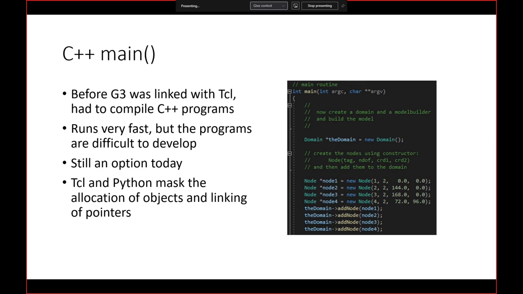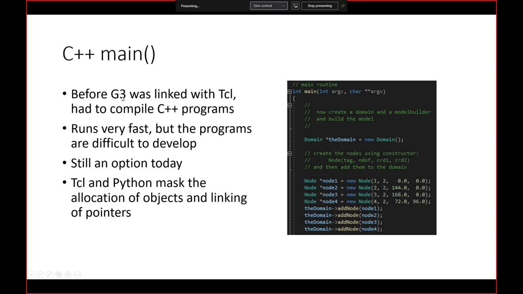Okay, so there are three ways to run OpenSees. I think in this short course you've talked about one way. Minji talked about another way in the last presentation. But the third way, the original way, was to write main functions in C++, like int main, argc, argv.